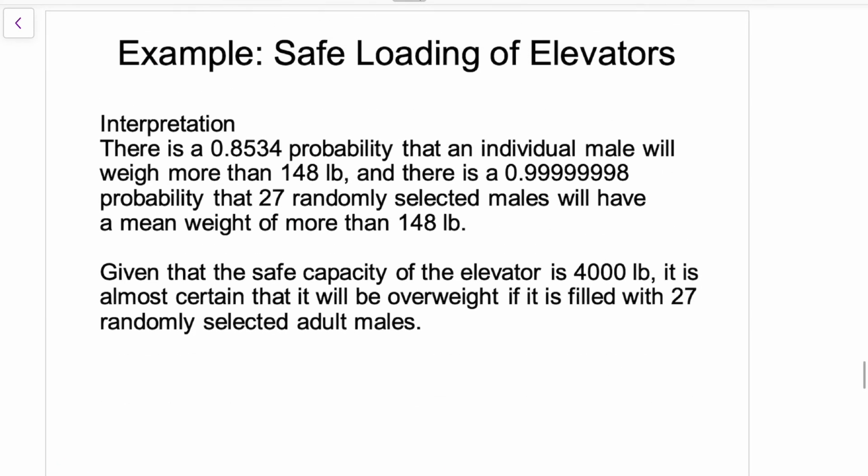All right, so what can we take away from this? We have a pretty good probability that an individual male will weigh more than 148 pounds, but there is an almost 1 probability that 27 randomly selected males will have a mean weight that large. That means that we can almost never have 27 males in this elevator, that we will almost surely exceed the weight of this elevator.